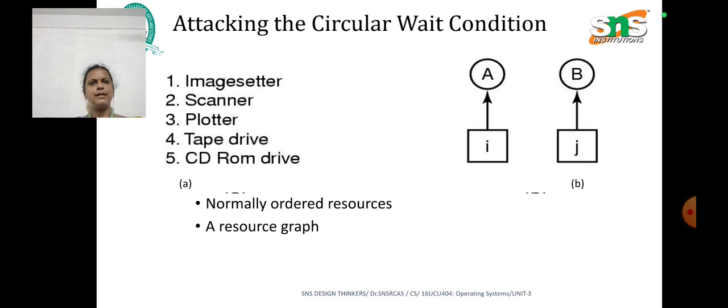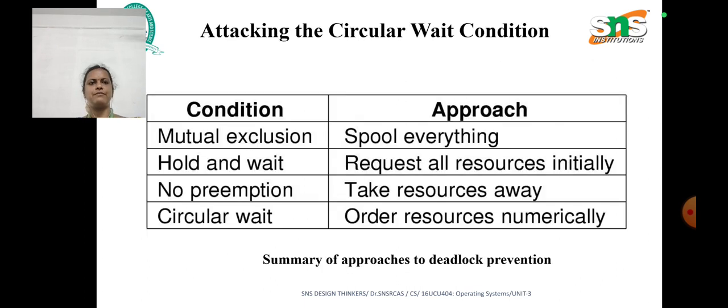So, attacking the circular wait condition: image setter, scanner, plotter, tape drive, CD-ROM drive. These are normally ordered resources. A resource graph is given here, which is a directed graph.